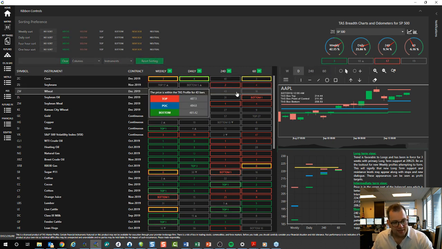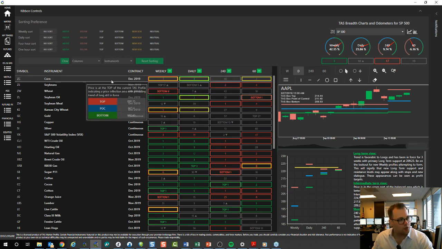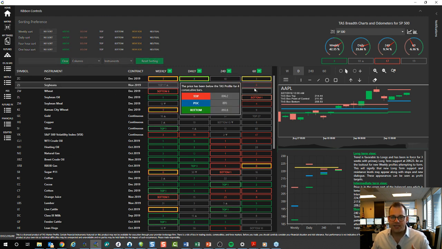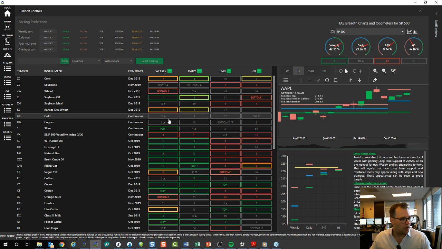So back to kind of the TAS boxes and tools and how those work. The way that I used to have to use these tools a long time ago is literally bring up a chart and then go to the weekly, the daily, the 240, the 60, and kind of see where are we relative to all those.